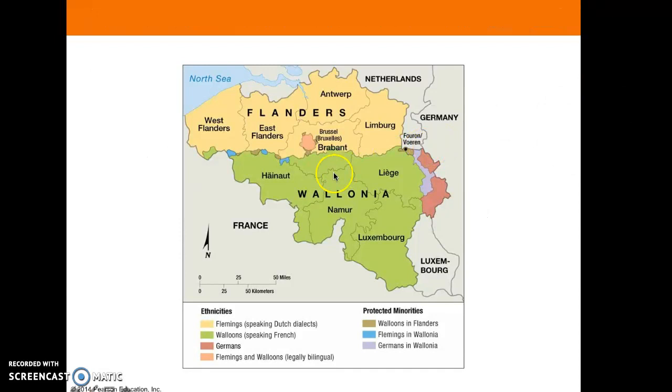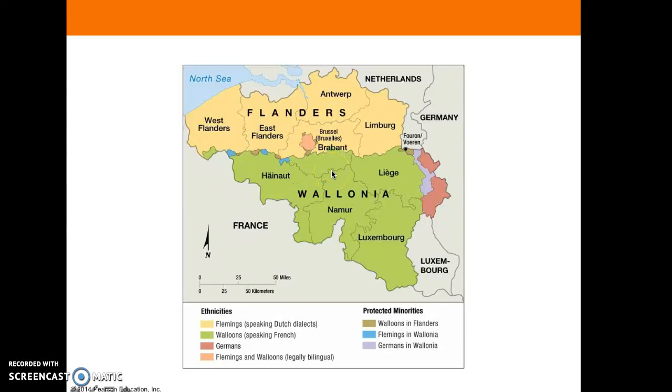So you can see that Belgium has just been divided into two regions within the same nation, and Flanders and Wallonia each control their own cultural procedures. So the signs for roads might be different. You might find them printed in both languages, or you might find them only printed in Flemish or French, depending on what part of Belgium you're in.